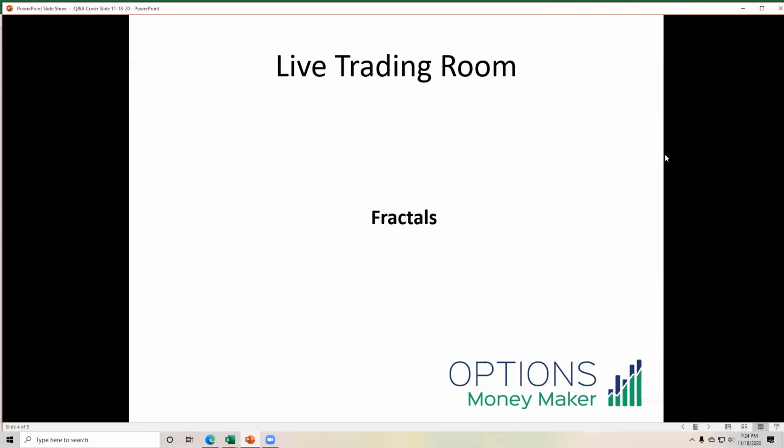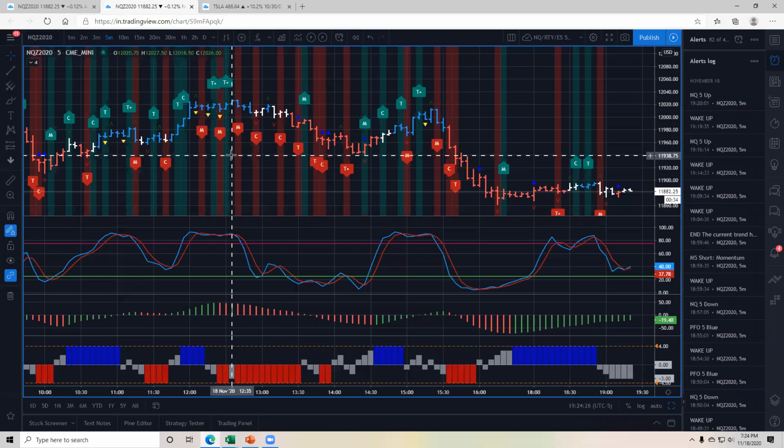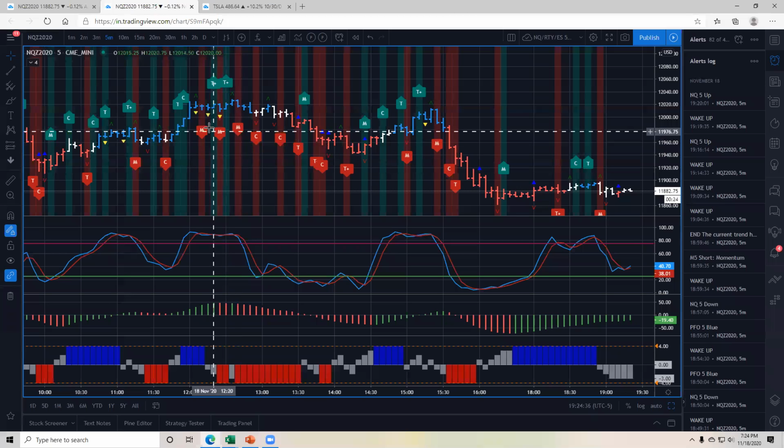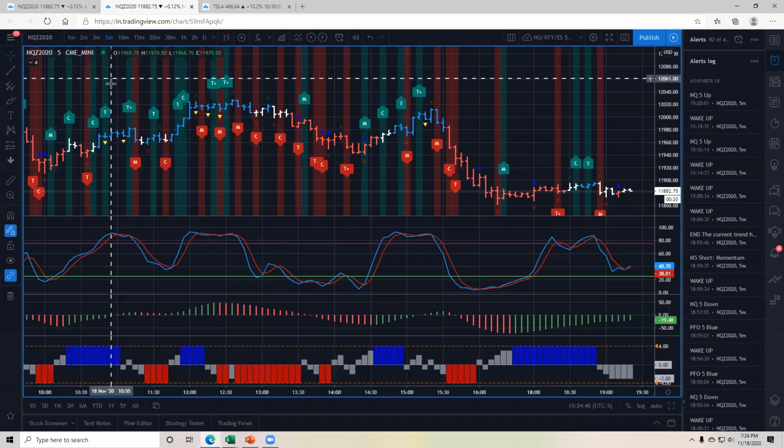Okay, one other thing that I committed to is to just do a quick review of fractals. We get questions in our live trading room about fractals, especially from people who are relatively new and they just want a good understanding of it. So here it is. What I'm showing you is a NASDAQ 100 5-minute chart.